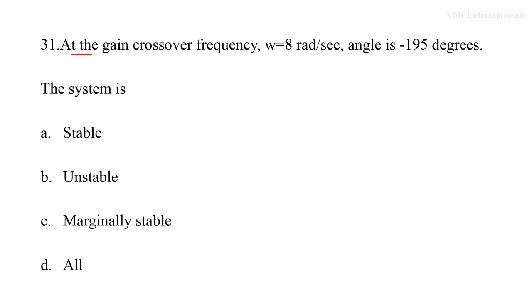Next bit is, at the gain crossover frequency omega is equal to 8 radian per second, the angle is minus 195 degrees. Then the type of the system is stable, unstable, marginally stable, and all of the above. Depending upon the phase margin, we are going to conclude the type of the system.